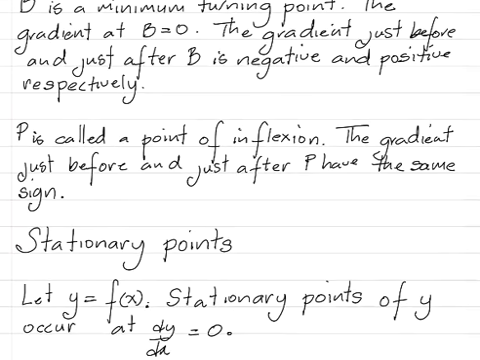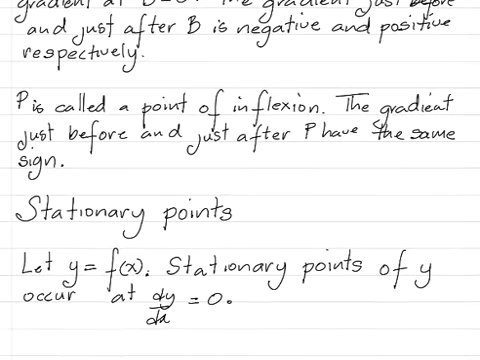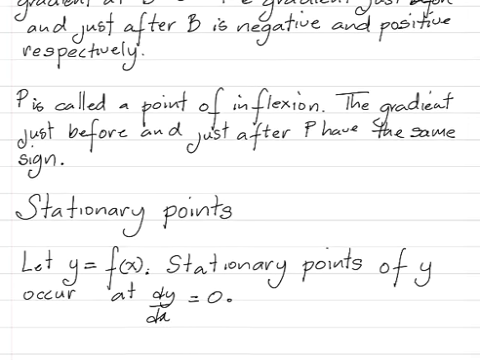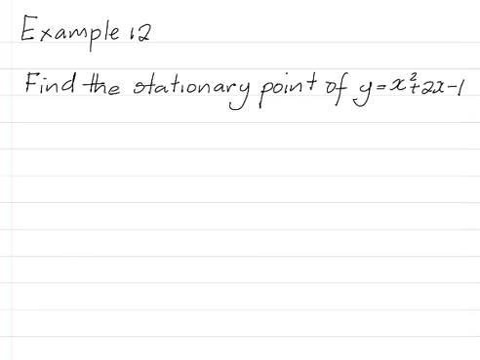All right, stationary points. Let y be f of x. Stationary points of y occur at dy by dx equal to 0. In other words, at a stationary point, the gradient of the tangent, the gradient of the function, is equal to 0. Example 1. Find the stationary point of y is equal to x squared plus 2x minus 1.